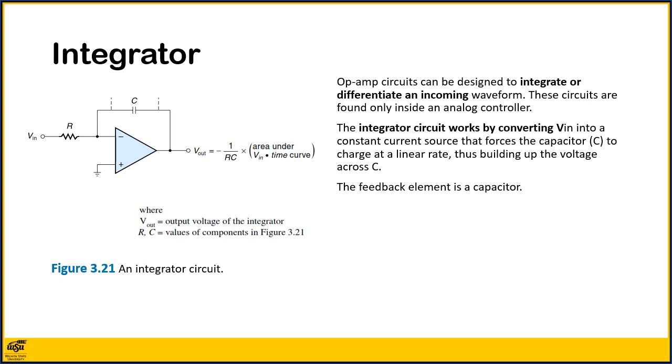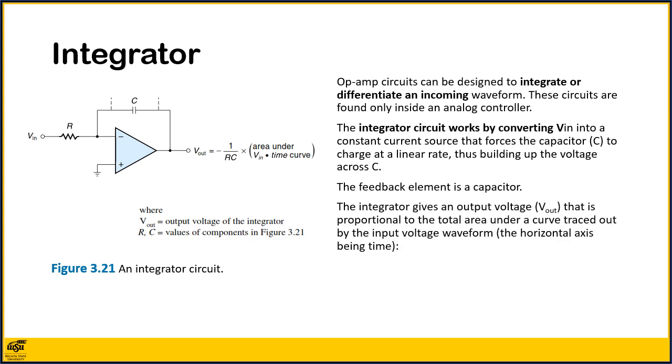The feedback element is a capacitor. The integrator gives an output voltage Vout that is proportional to the total area under a curve traced out by the input voltage waveform, the horizontal axis being time.